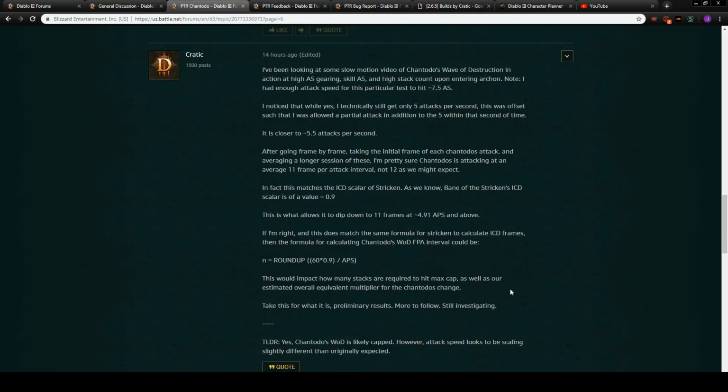And I took about 3 or 4 seconds of timings from the frame-by-frame analysis yesterday, and this averaged out to a frames per attack interval of 11. Which is different than 12, because 12 times 5 at 5 APS would give us 60 frames. 60 frames is 1 second. 11 is less than that. But 11 does match what I'm seeing in the video. You'll see 5 attacks, and then you'll see like half an attack. So almost 5.5 attacks, rather than exactly 5.